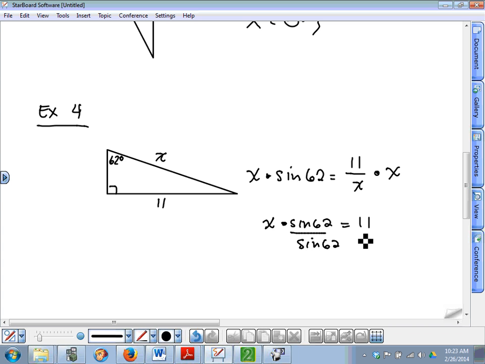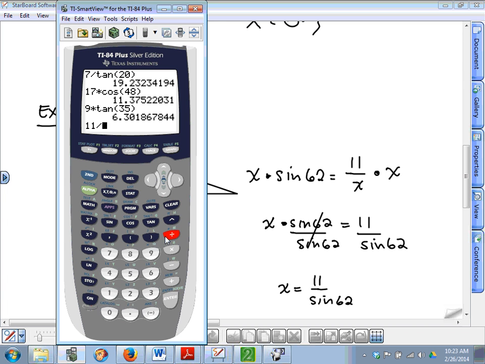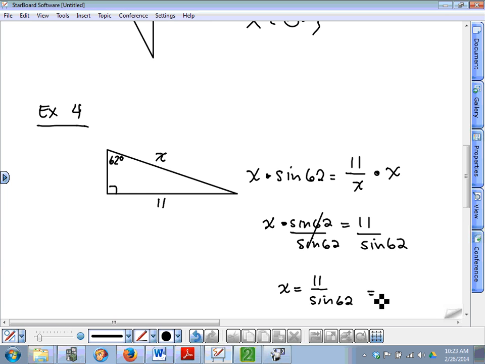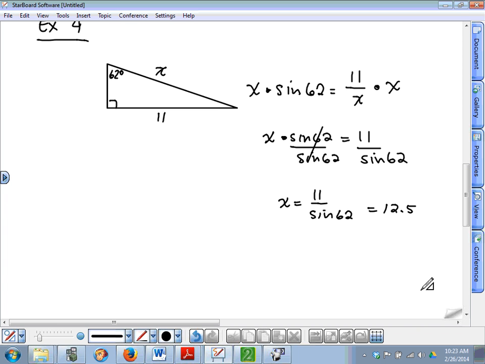Exactly. Divide by the sine of 62. I don't know why this seems to be so much harder. It's not. It's just as easy. There's just one extra step. So x equals 11 divided by the sine of 62. So 11 divided by sine 62 equals 12.5.